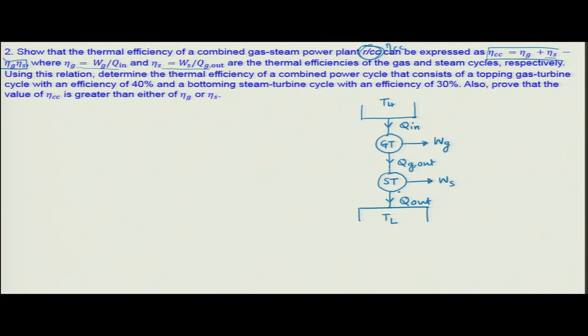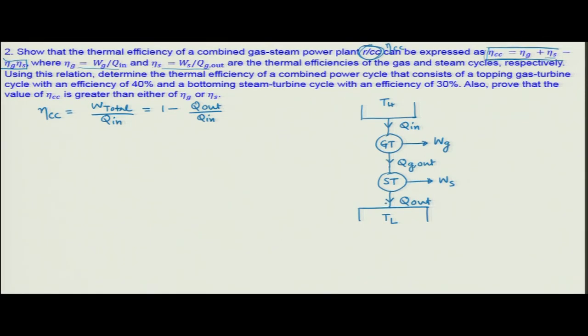So let us first try to prove this relationship. Okay. So to prove this relationship let us first define what is eta CC. Okay. Eta combined cycle is nothing but the total work output by the heat input to the cycle, that is Q in. Now it can also be written as 1 minus Q out over Q in, right?